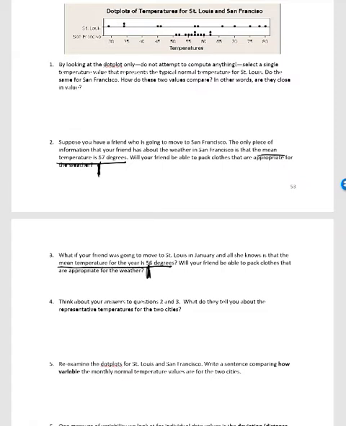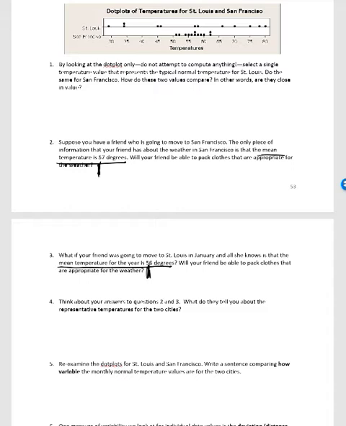Then I want you to go ahead and re-examine these dot plots. Look at them again. Think about your answers to 2, 3, and 4. And then try to write a sentence describing how variable or how spread out, how many differences you see in the monthly normal temperature values for the two different cities.